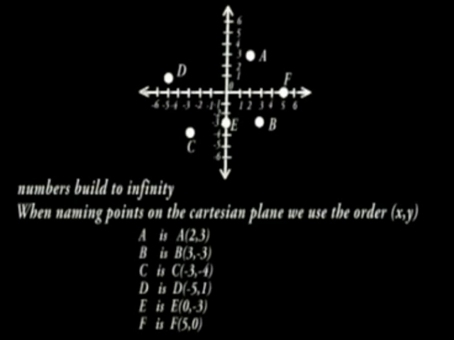B is (3, -3). C is (-3, -4). D is (-5, 1). E is (0, -3) and F is (5, 0). Now if you join points A, B and E, you will form a triangle. We say that triangle ABE has been represented on the Cartesian plane.